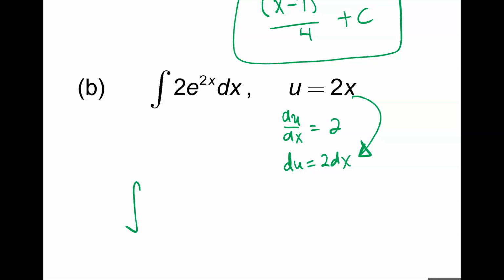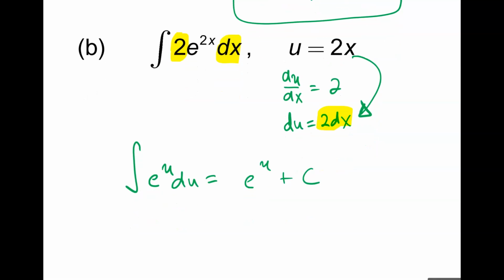All right, let's replace. So remember, du is equal to 2dx, so here's 2 times dx, right? It goes away, that's ideal. So this is just e to the u du. So the integral of e to the u is just e to the u plus c. Don't forget, you must substitute back in your u, so e to the 2x plus c, and we're good.